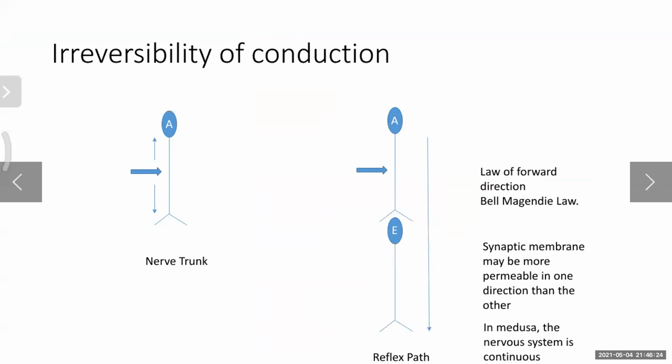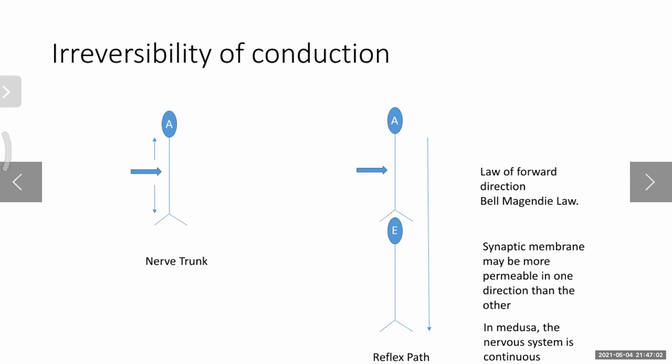The next property he had explained is irreversibility of conduction. So on the left hand side, we have the nerve trunk where you give a stimulus and you see that the response goes both above towards the cell body, which is antidromic, and also towards the normal course of physiological conduction, which is called orthodromic, right? But when you give a stimulus in a reflex pathway, the law of forward direction, or the Bell-Magendie law, is followed, where it goes in only one direction, right?